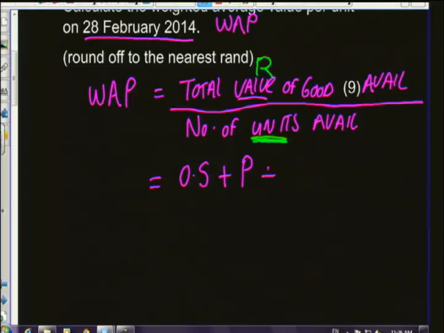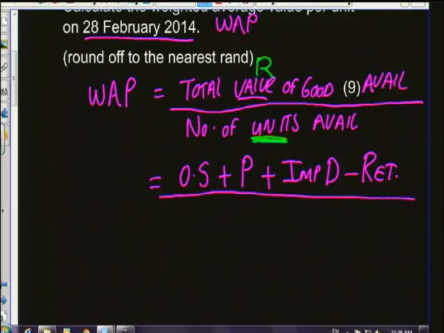I am going to add any carriage on duties or import duties. In this case, there is import duties, and I need to finally subtract any returns that were made by the business, and that's going to give me my total value of goods available. This then gets divided by number of units available. How do I get number of units available?